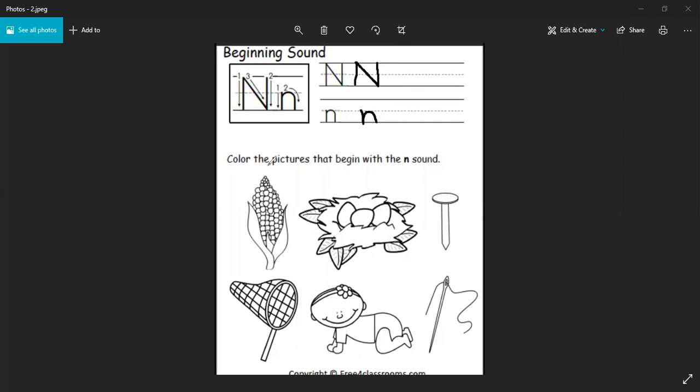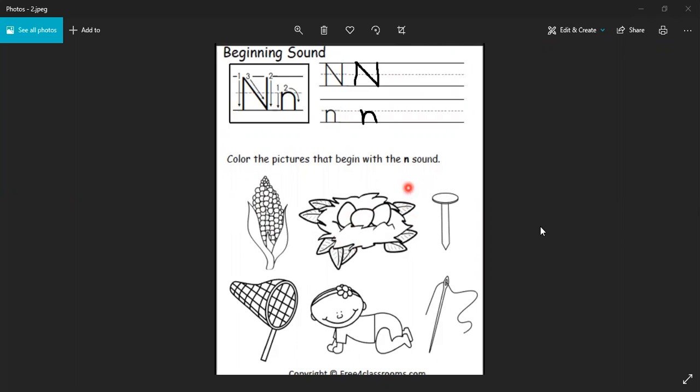Next. Color the pictures that begin with letter N. Okay. N sound. What is that first one? Corn. Corn does not start with N. You should not color that. Okay, next, nest. Nest starts with which letter? N. You need to color that. Okay, take color crayon and color the nest.